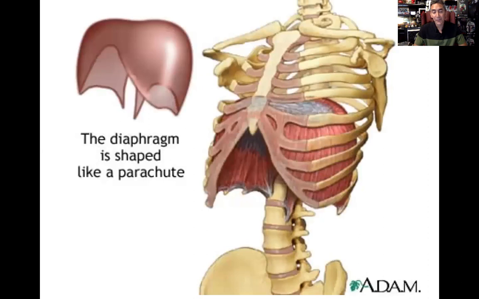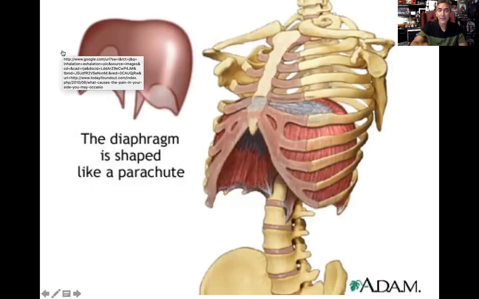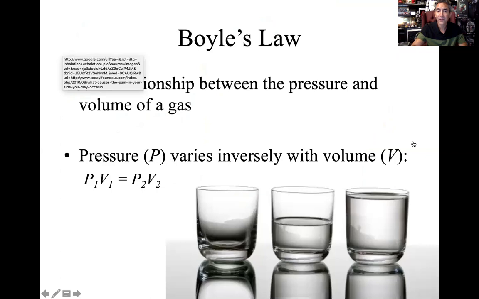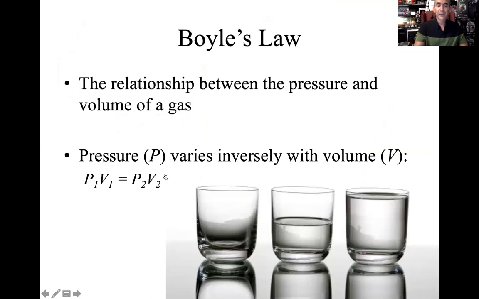So how are we going to accomplish volume changes? Well, pretty simple. We're going to use this dome-shaped muscle that we call the diaphragm. The diaphragm is this big dome-shaped muscle that will accomplish volume changes. Here's that law: pressure varies inversely with volume. P1 V1 equals P2 V2. The relationship between pressure and volume of a gas, we call Boyle's ideal gas law.